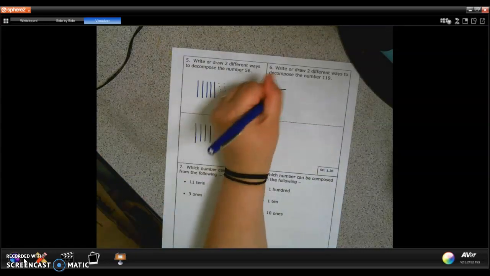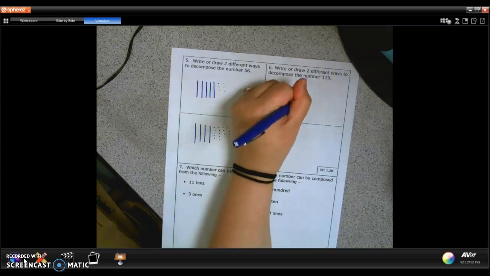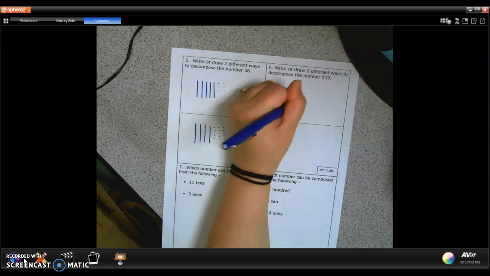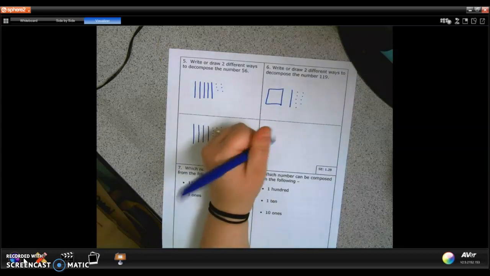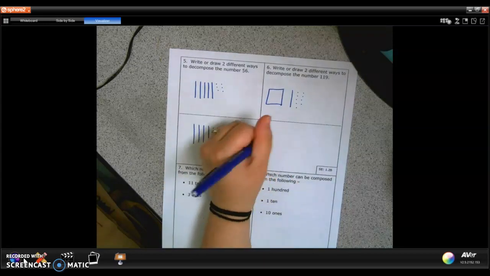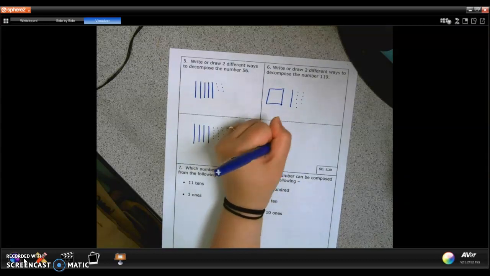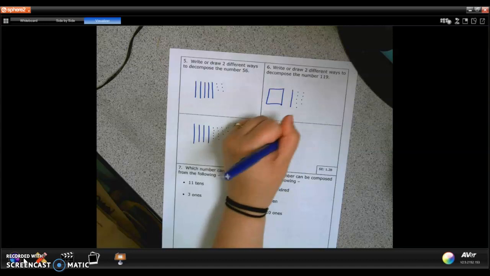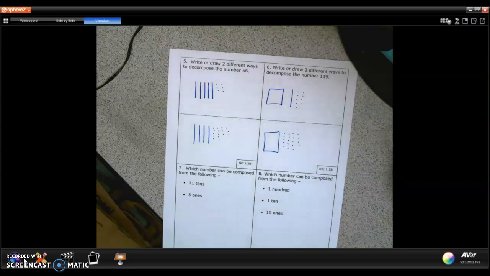For 119, I could represent it with 1 flat, 1 ten, and 9 ones. 1, 2, 3, 4, 5, 6, 7, 8, 9. Or I could show it by 11 tens and 9 ones, or I could represent it with 1 flat and 19 ones. 1, 2, 3, and so on up to 19, like that. There are more ways than this to show it. I'm just representing it 2 ways. You could represent it more.